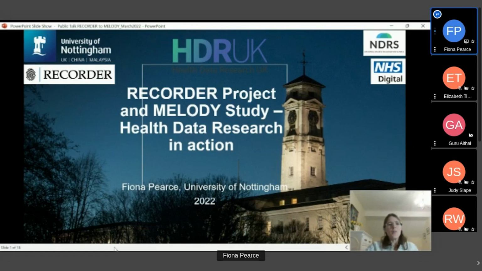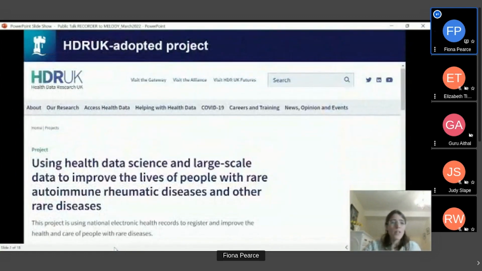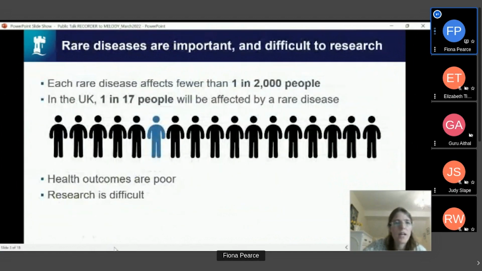So what I'm going to talk about tonight is just an example of research that we're doing at the University of Nottingham, health data research in action, to try and help improve the health of people in the UK. I lead a project which is an HDR UK adopted project. It is funded by the NIHR and has been adopted by the Better Care theme at HDR UK. So I'm part of the HDR UK fold.